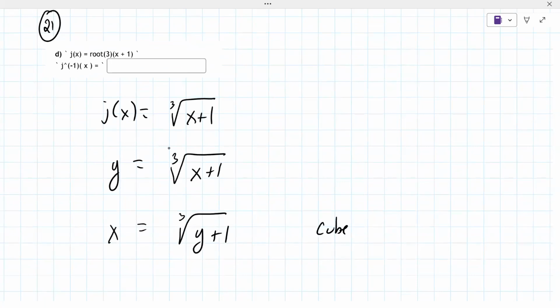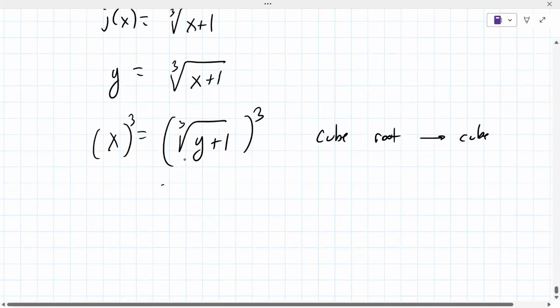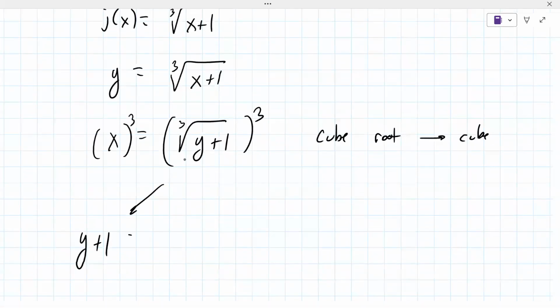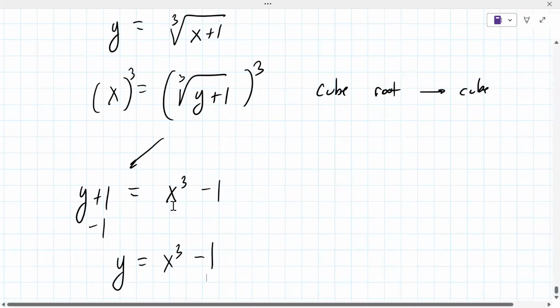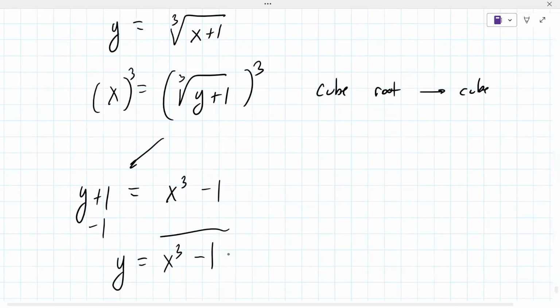Just like before, you switch x and y. This is a cube root. So you undo a cube root with a cube. So you cube both sides of the equation. And so I'm going to swap sides here again, but it's y plus 1 equals x cubed. And then you subtract 1 from both sides. So you end up getting y equals x cubed minus 1. That's your final answer.